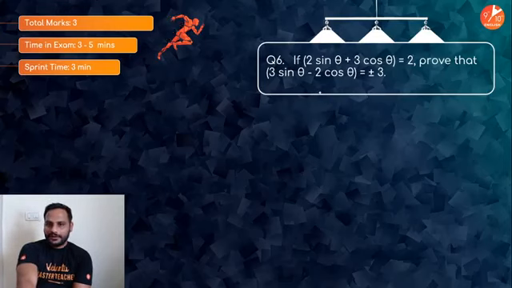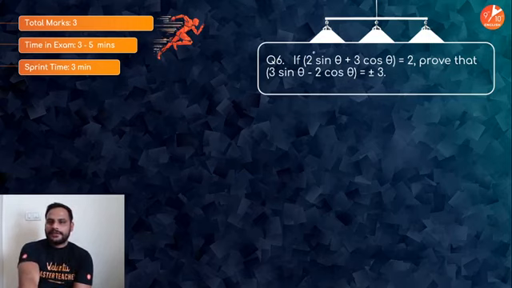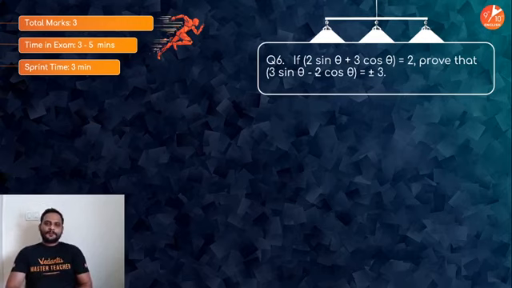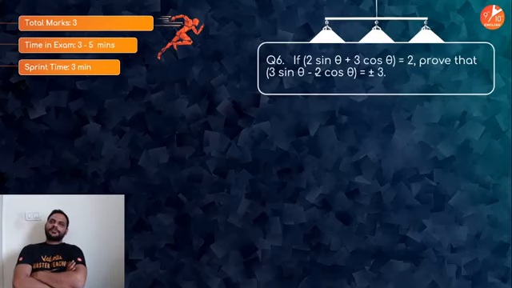Ab yahan pe notice karna beta, notice one thing. Coefficient of sine theta here is 2. In the other equation, coefficient of cos theta is 2. Here coefficient of cos theta is 3. Here coefficient of sine theta is 3. And here it is plus, here it is minus. So whenever you see these type of things with sine and cos, or sec and tan, with sec and tan, it will not work. Mostly these kind of questions are with sine and cos only.